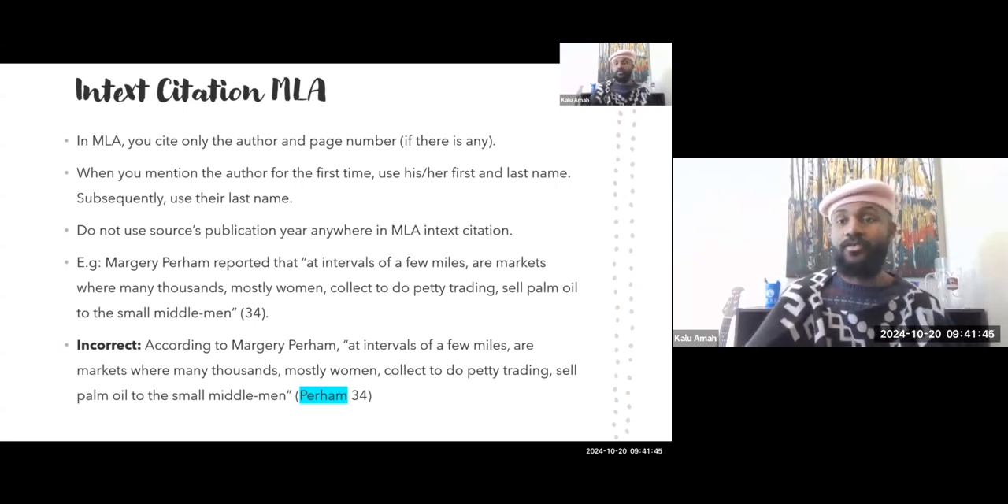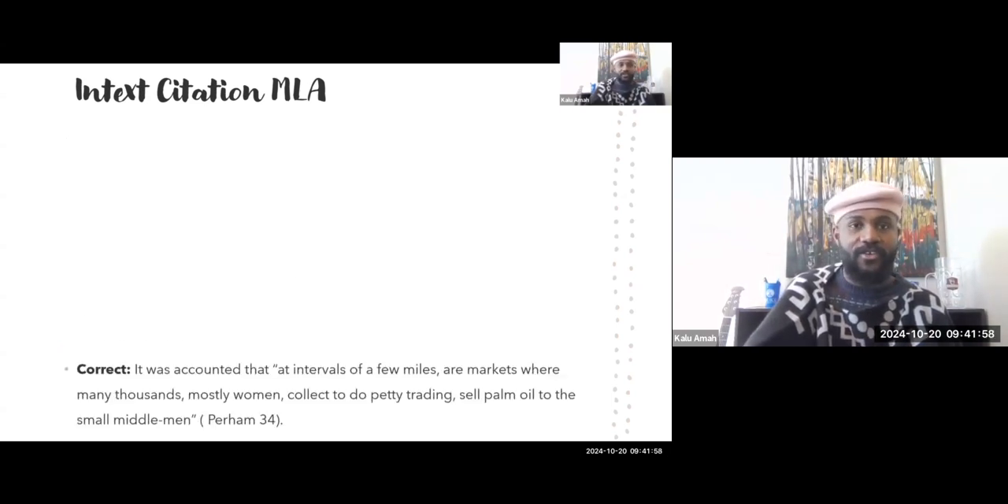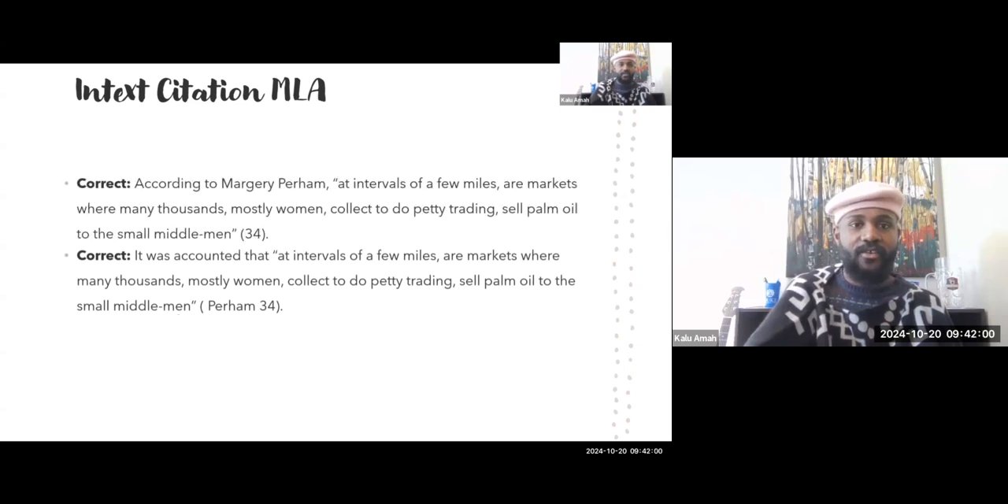So that's MLA. I don't know how many of us are in liberal studies, but I think from what I've gathered, a lot of us use APA rather than MLA, maybe because of our discipline. Many disciplines use APA, but then in MLA.